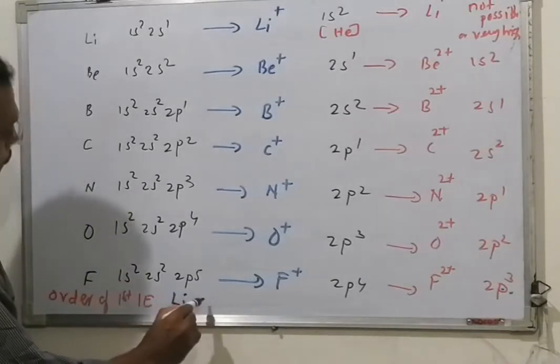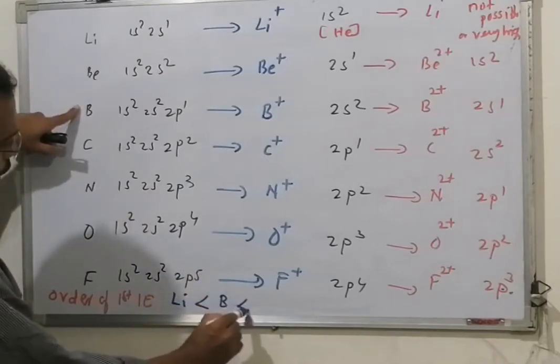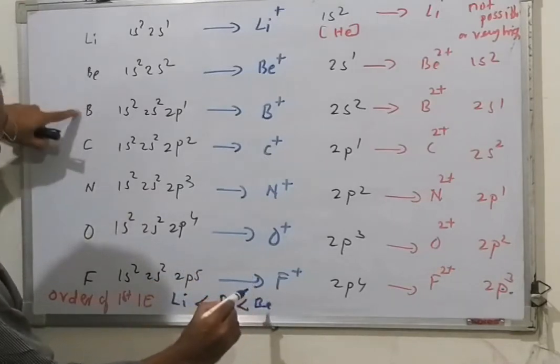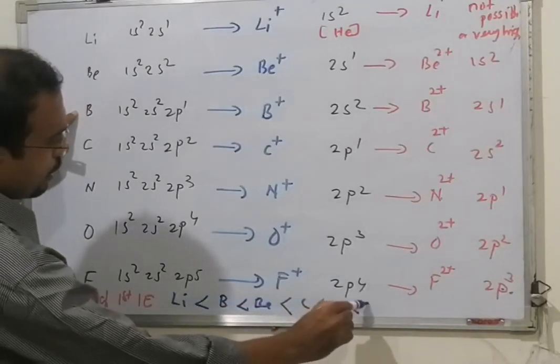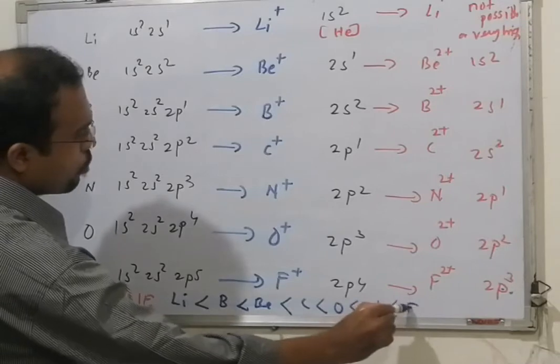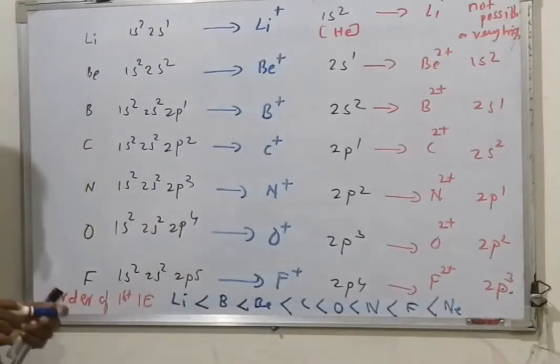Lithium less than boron, then beryllium, then carbon, then oxygen, then nitrogen, then fluorine. Okay, obviously last neon, noble gas.